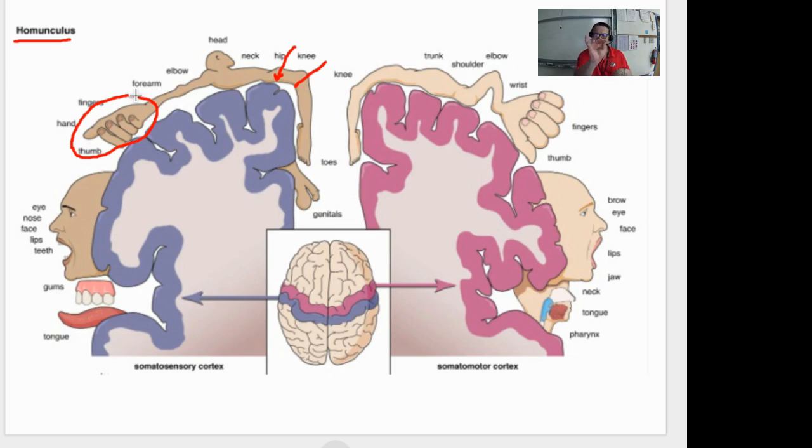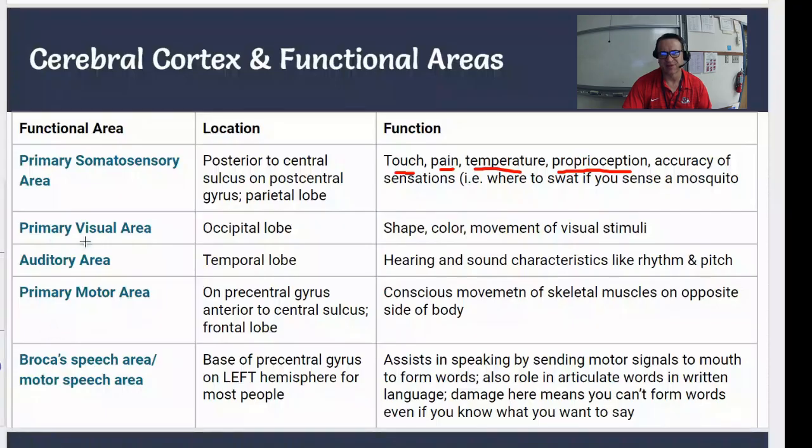You're doing your fine motor, fine touching. If you ever want to feel if something's soft, you very rarely use your elbow or your knee, but you use your hands a lot. So things that require a lot of fine touch are going to have a larger representation in the primary somatosensory cortex. And the next one is the primary visual area, or the primary visual cortex.